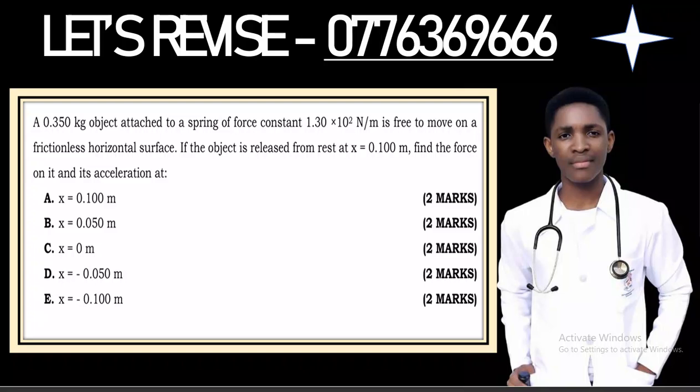A 0.350 kg object attached to a spring of force constant is free to move on a frictionless horizontal surface. If the object is released from rest at x equals 0.100 meters, find the force on it and its acceleration at the different displacements that have been given. Whenever I want to understand the force that acts on a spring, this kind of force is defined by Hooke's law.